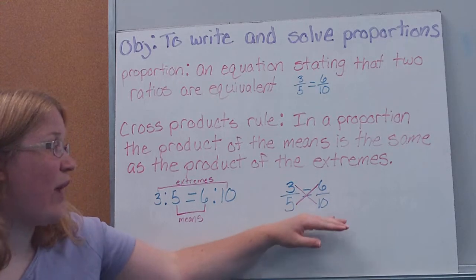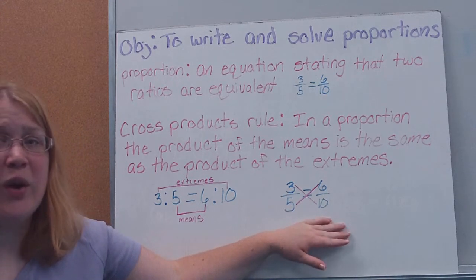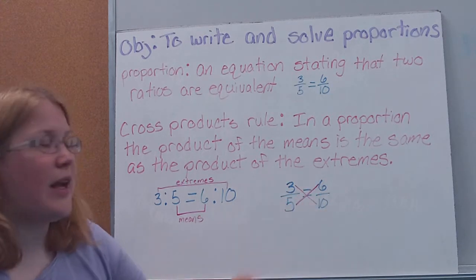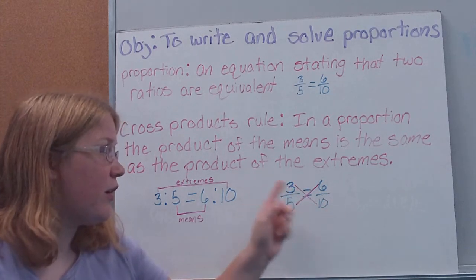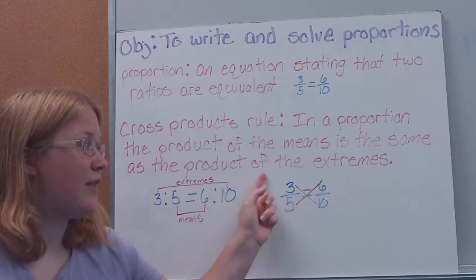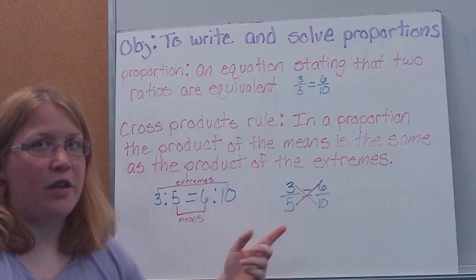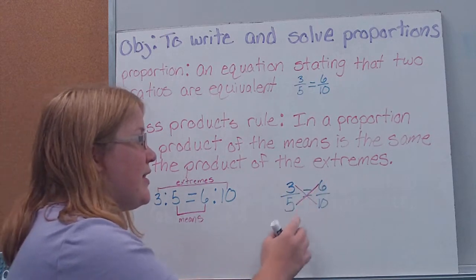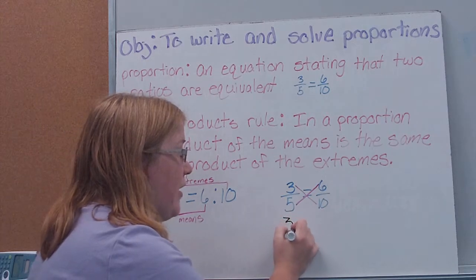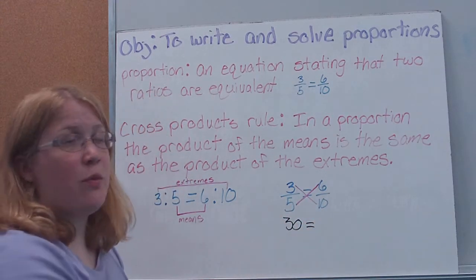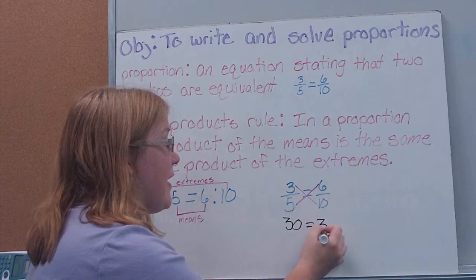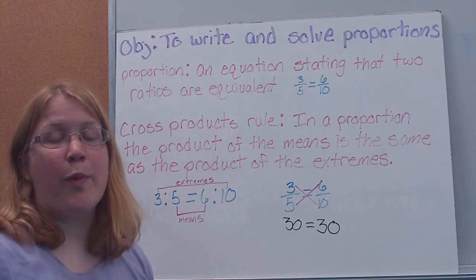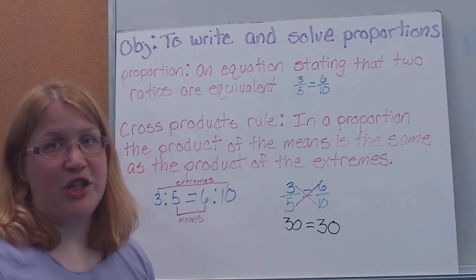What that looks like if we've got them written in fraction form, which we're generally going to, and why we call them cross products, is because I'm multiplying the ones that are kitty corner to each other, we're forming an X, the ones that are across from each other. So basically what this is saying is if I multiply 6 times 5, I get 30. If this is a proportion, when I multiply 3 times 10, I should get the same thing, which indeed I do. So I know that these indeed do form a proportion, or these are equivalent ratios.